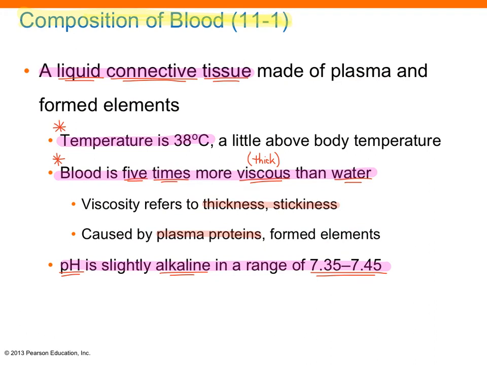The blood is a fluid or liquid connective tissue. It's made of plasma and formed elements. Its temperature is 38 degrees Celsius. Blood is 5 times more viscous than water. Viscous means thickness or stickiness. It's caused by plasma proteins and formed elements. The pH of blood is slightly alkaline. It's in the range of 7.35 to 7.45.